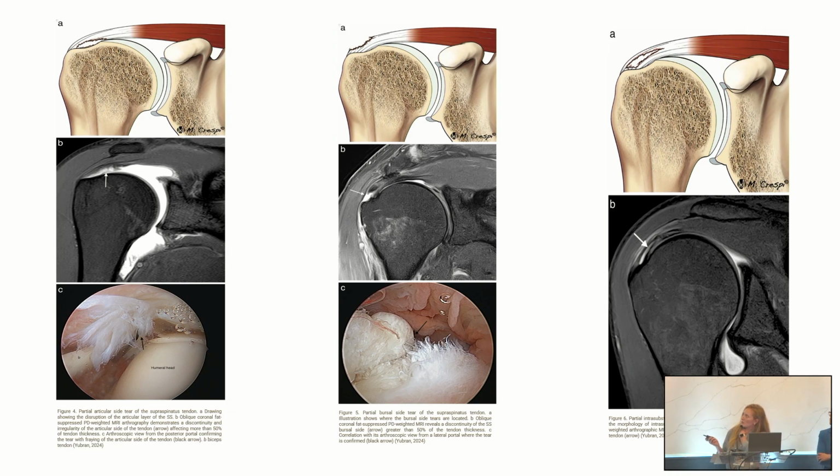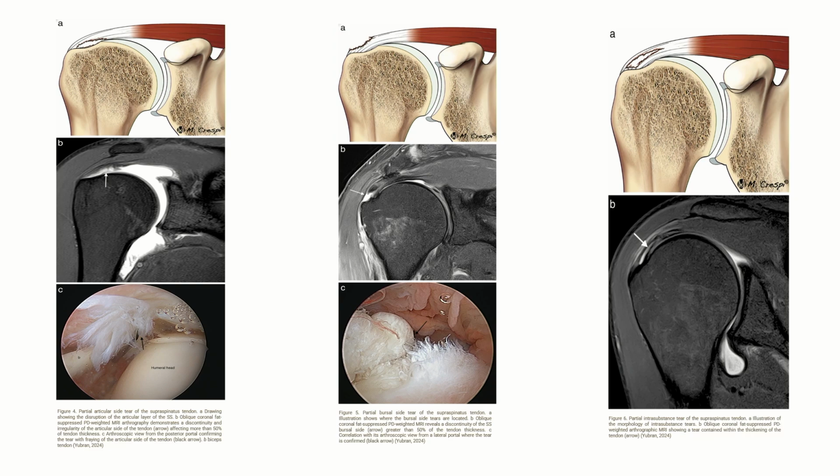Interstitial tears, so these are partial tears that are often hidden arthroscopically because that's within the tendon fibers. And those are often identified through feel. Arthroscopically, kind of assessing where you can feel thinning of the rotator cuff tendon.